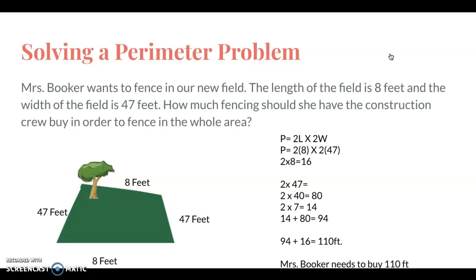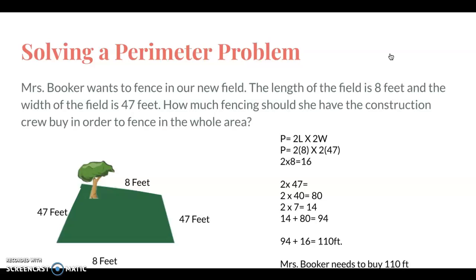Next, an example of solving a perimeter problem. Mrs. Booker wants to fence in our new field. The length of the field is 8 feet, and the width of the field is 47 feet. How much fencing should she have the construction crew buy in order to fence in the whole area?